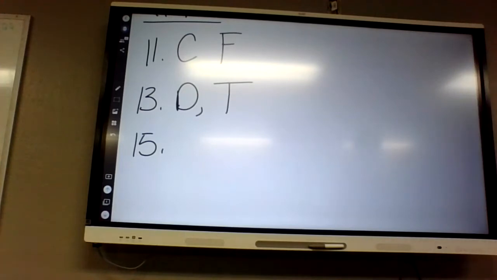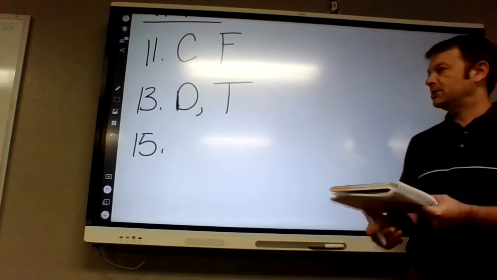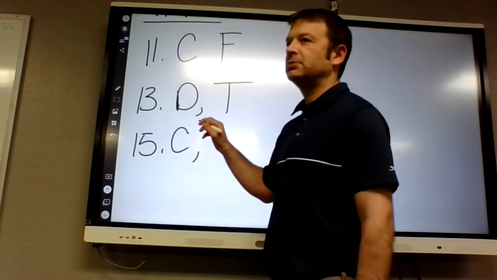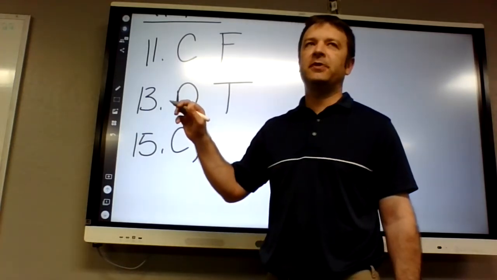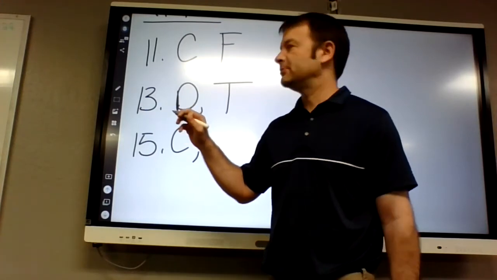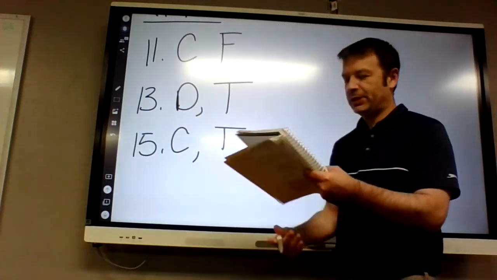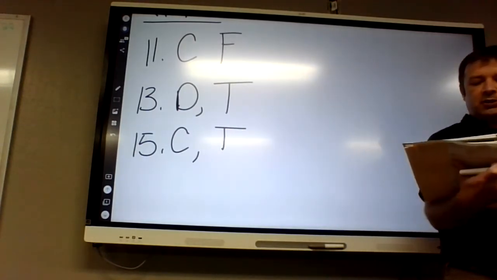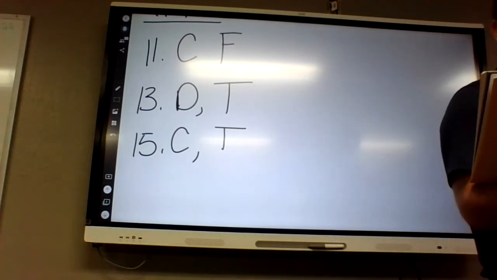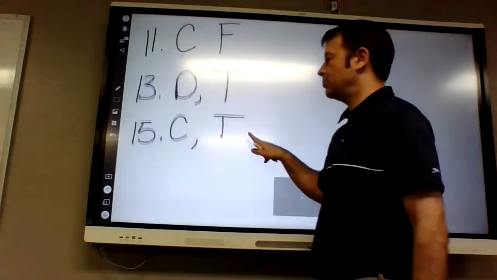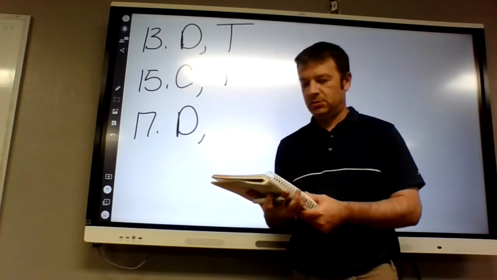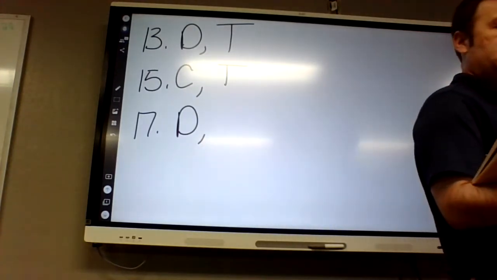15. 6 plus 3 equals 9, and 12 minus 8 equals 4. Is that a conjunction or disjunction? Conjunction. Is it a true statement? True statement? False statement? True. Pay attention. 17. A person will go to heaven or he will go to hell. Disjunction or conjunction? Disjunction, because of the or. All right. Is it true or false?